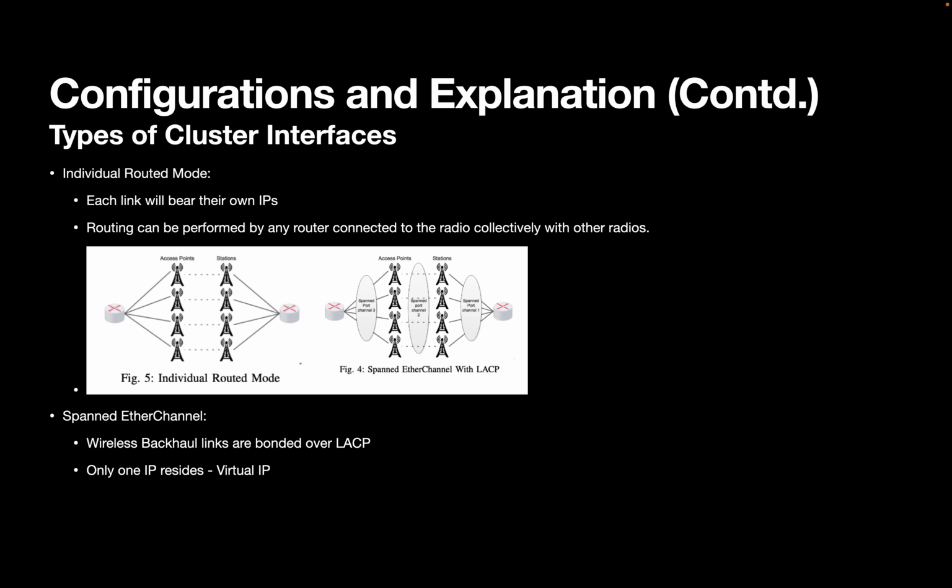So what are the different types of cluster interfaces? The first one is the individual routed mode, which means that each radio will have its own IP, and each radio will be capable of doing L3 routing. Another one is the spanned Ethernet channel LACP, which means that they will have a LACP interface among these four radios, and this will be the L3 link for the routers northbound and southbound. Obviously this spanned Ethernet channel link will have one IP, and all these links inside this spanned Ethernet channel will actually act as L2 links.